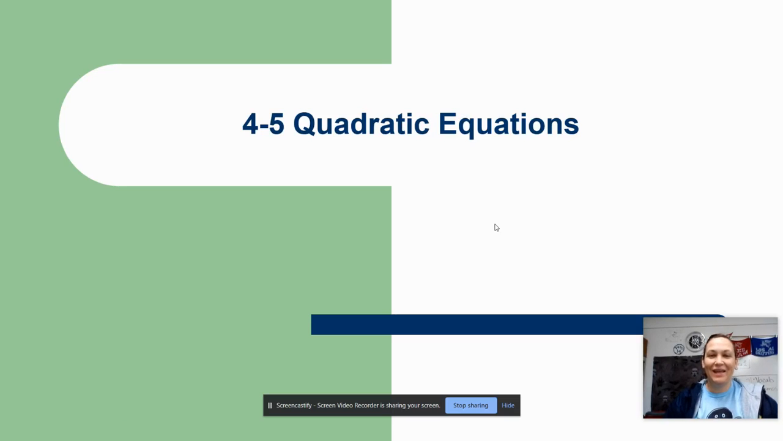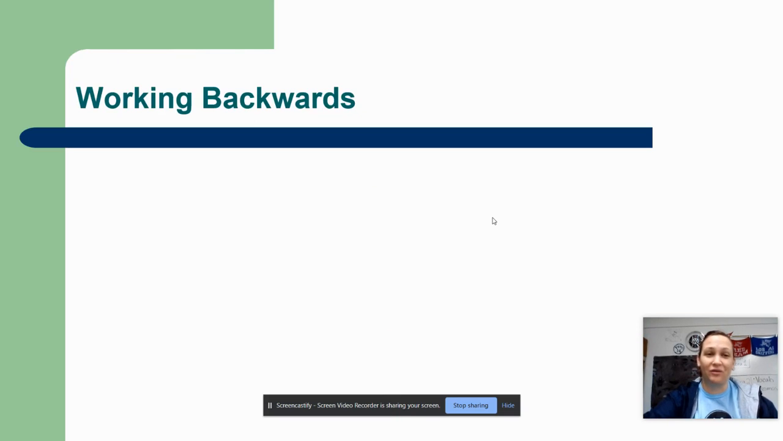Hi guys. Today we're continuing with the concept of solving a quadratic equation by factoring. But instead of starting with an equation and factoring to solve, we're going to be working backwards. So I'm going to be giving you the answers to the problem, and you're going to need to try to figure out what was the original question, what was the original equation.